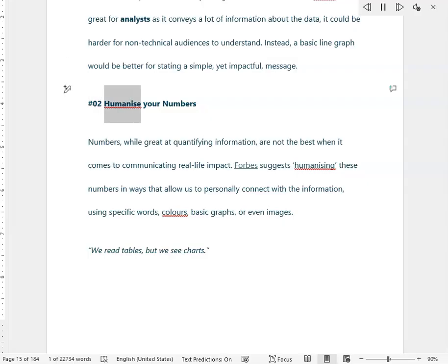Number 02, humanize your numbers. Numbers, while great at quantifying information, are not the best when it comes to communicating real-life impact.